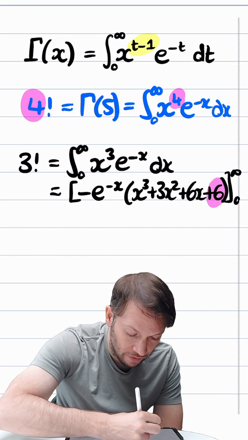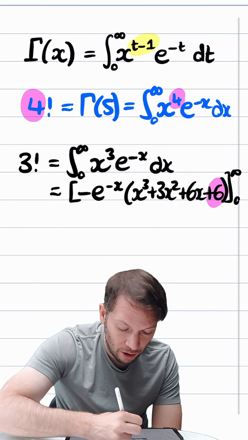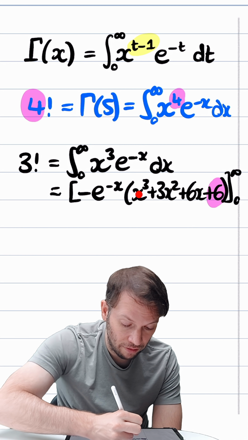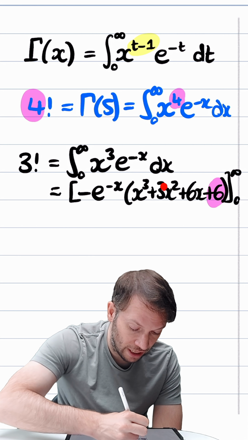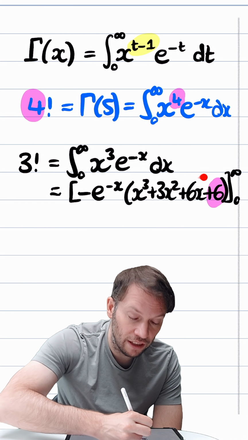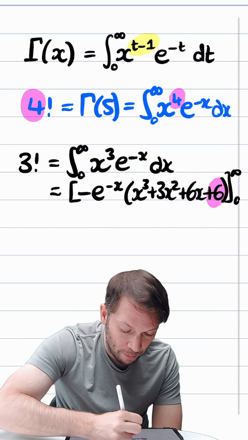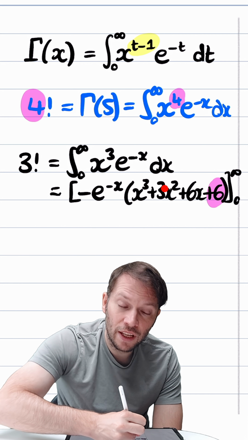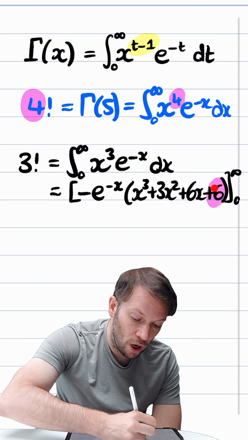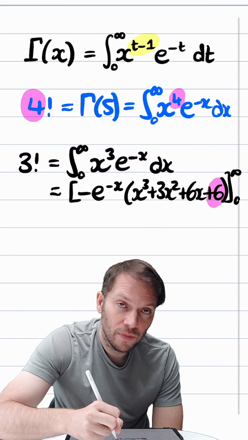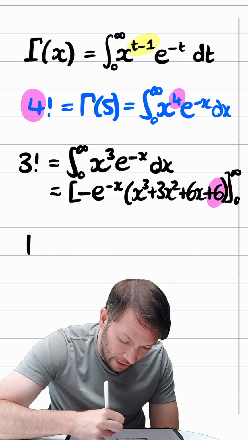And what is the pattern of these terms here? Well, if you start with x cubed, because we've got 3 factorial, if you differentiate that, you get 3x squared, differentiate that, you get 6x, and differentiate that, you get 6. Now, whenever you differentiate a power of x, you times by the power. So you times by 3, then you times by 2, then you times by 1. So this number here must be 3 factorial. That's why it works.